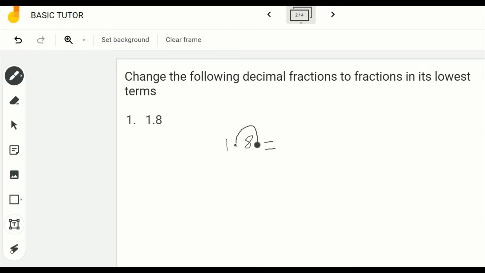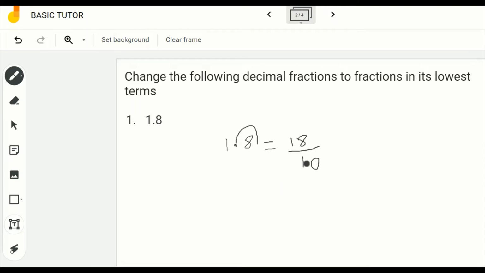So remember from our previous video, when we say tenth, it means a fraction. So because I moved one place, it becomes 18 over 10. This is the same as 1.8. If you divide 18 by 10, you should get 1.8. So you are on the right track.